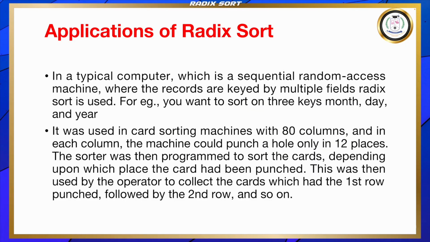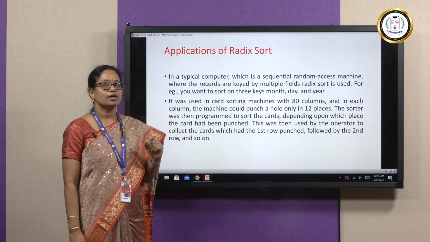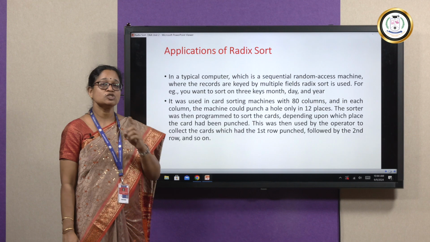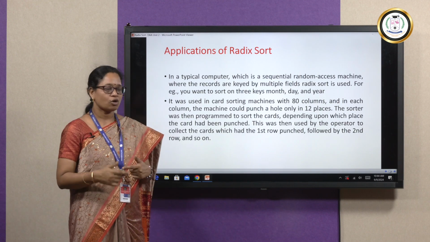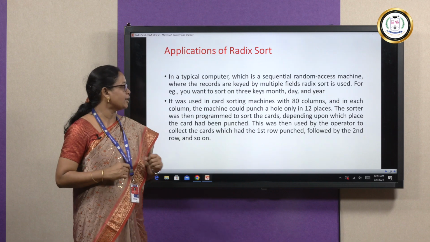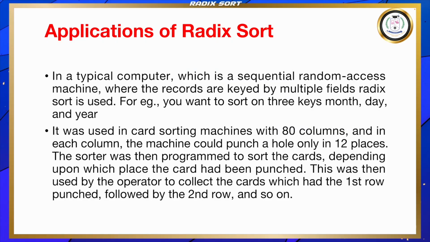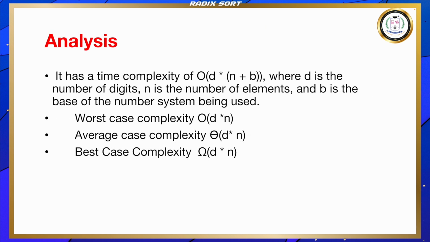And then another application of Radix sort is it was used in card sorting machines with 80 columns, and in each column a machine could punch a hole only in 12 places. The sorter was programmed to sort the cards depending upon which place the card had been punched. This was used by the operator to collect the cards which had the first row punched, followed by the second row, and so on. So now we come to the analysis part.